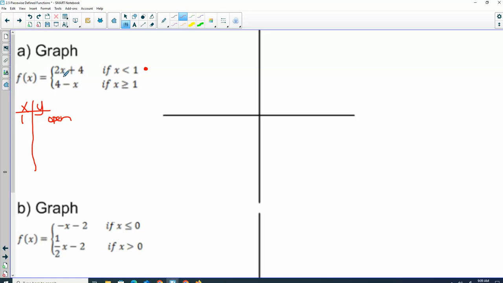Okay, so now to get my y, I'm just going to plug it into this equation. So 2x plus 4. So 2 times 1 plus 4 is 6. My other x values need to be less than 1. So maybe a 0 and a negative 1. If I put in a 0, 2 times 0 is 0, plus 4 is 4. If we put in negative 1, negative 2 plus 4 is 2.